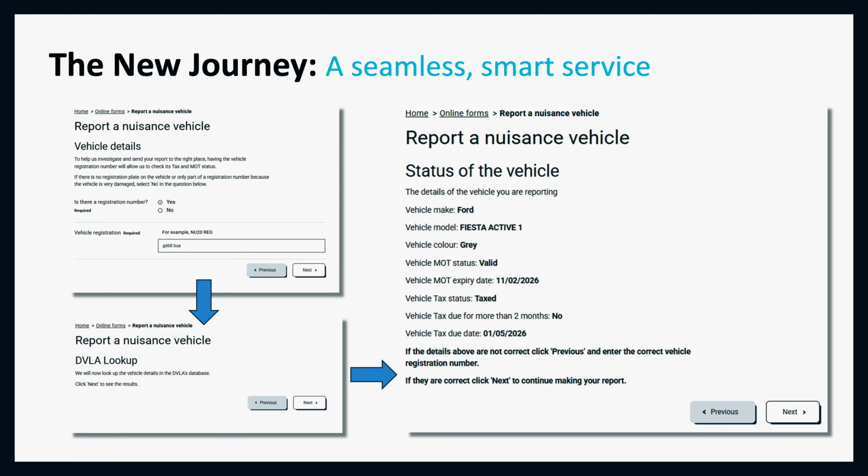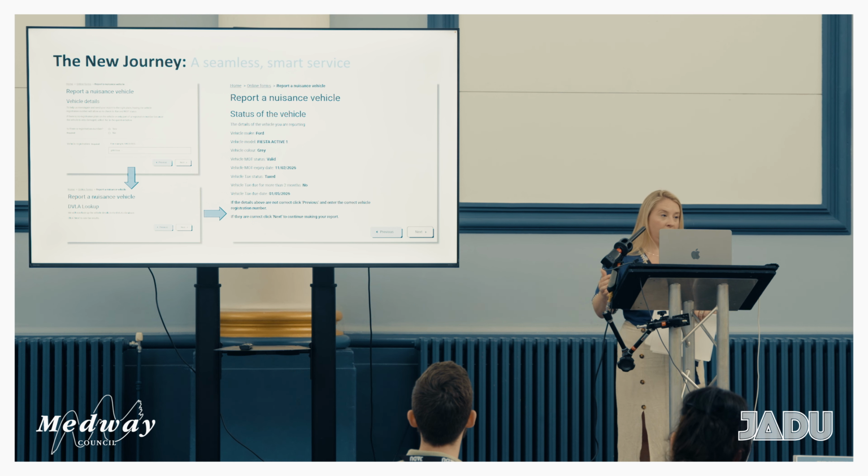So as part of this, we're also leveraging the DVLA API lookup, and we're doing live lookups of vehicles within the form and pulling that information back and surfacing it to the customer during the form. So we're not saying to them, as we did in that old process, go to the DVLA and see if that is taxed or MOT'd. We're actually doing that for them.